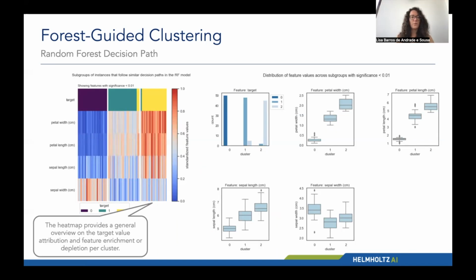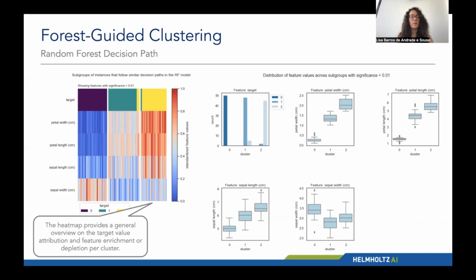Last but not least, forest-guided clustering also helps us to get an understanding of the decision-making process of a random forest model. Therefore, you can use the decision path plots. They consist of a heat map and a distribution plot per feature. Let's start off with the heat map. The heat map provides a general overview on the target value attribution and feature enrichment or depletion per cluster. But what does that mean?